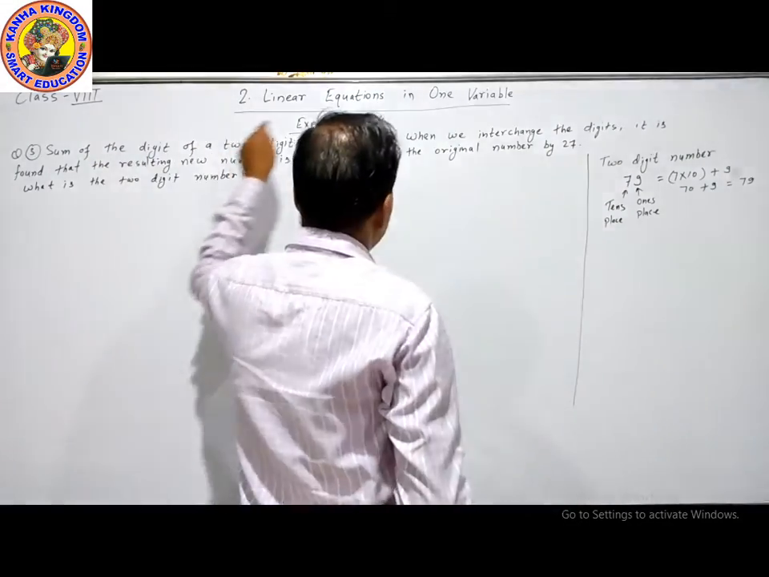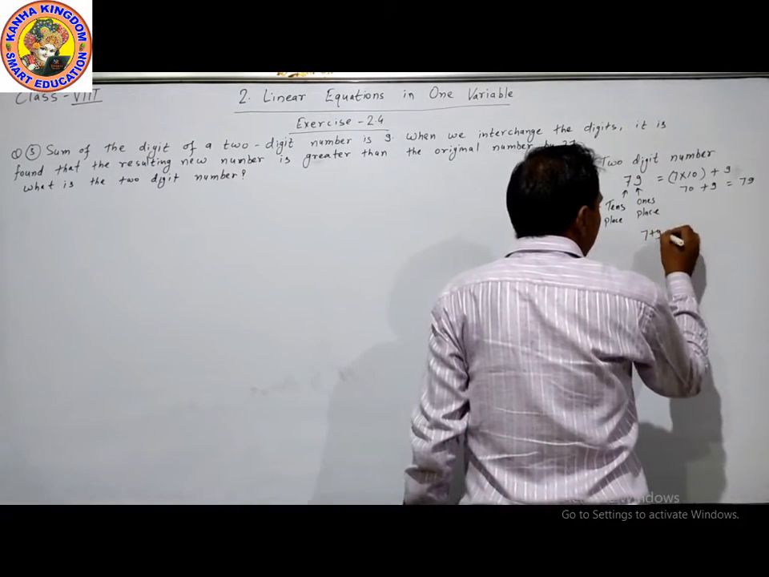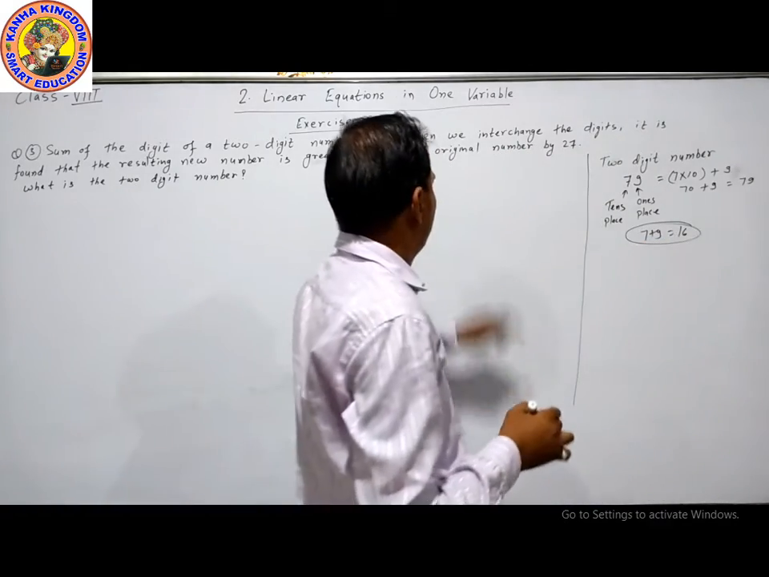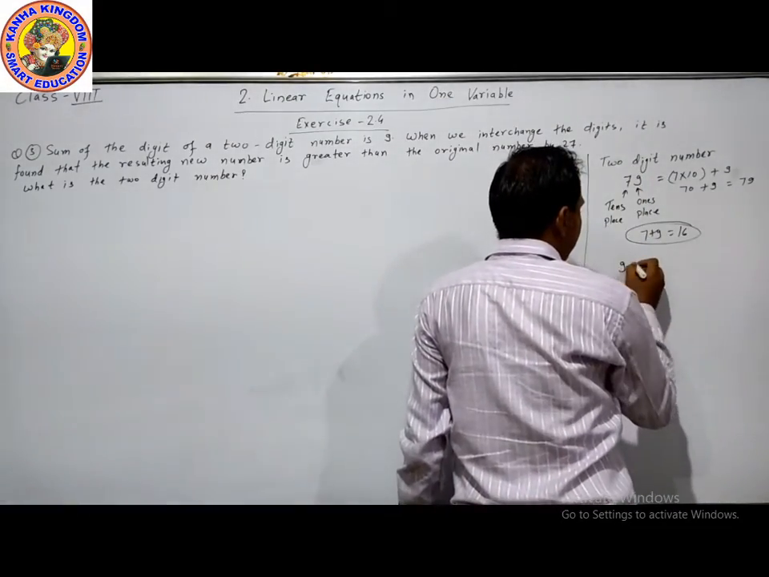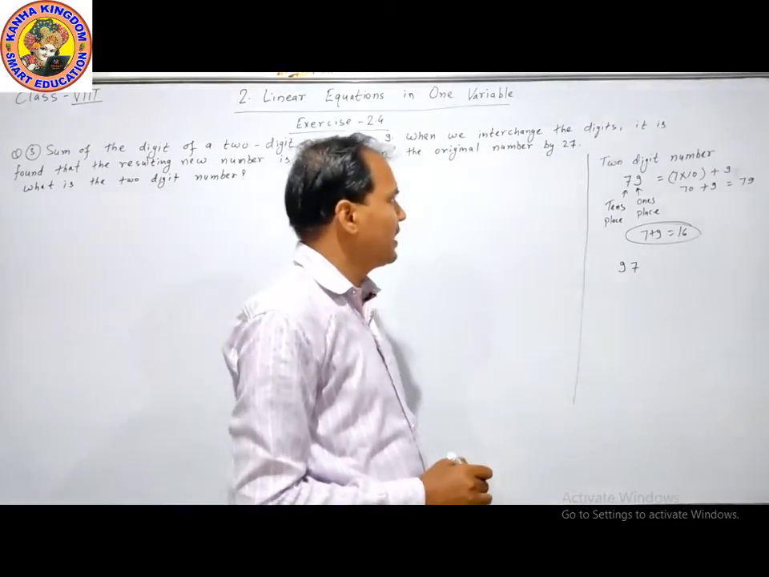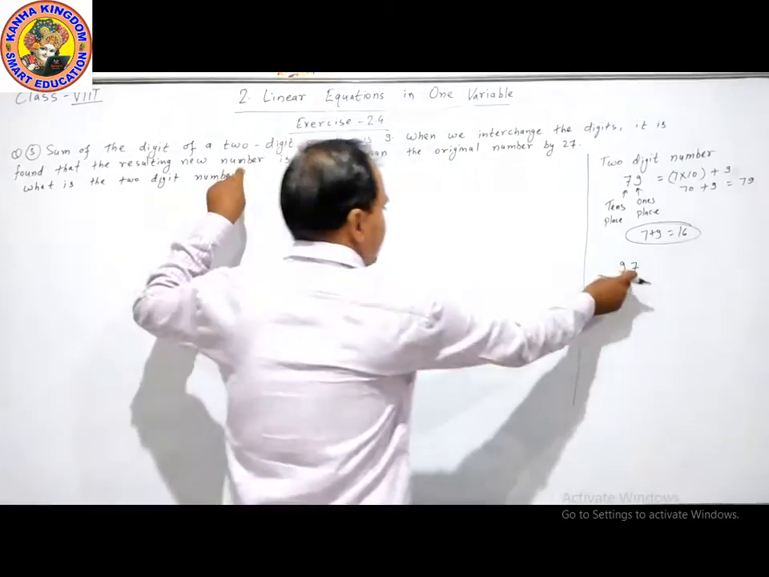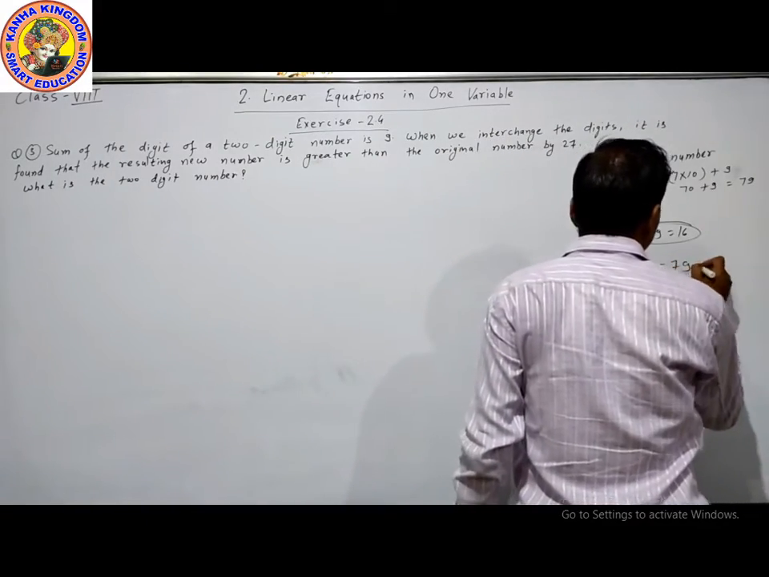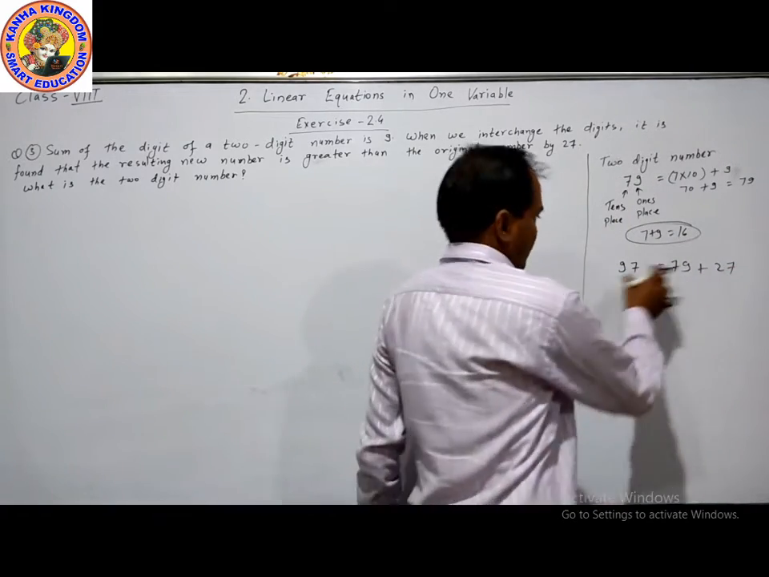The sum of digits of this number is 9. Let the sum of these digits be 16. This is our sum of digits. When we interchange the digits, this is 97. It is found that the resulting new number is greater than the original number. The original number is 79, and 97 is greater than it by 27.